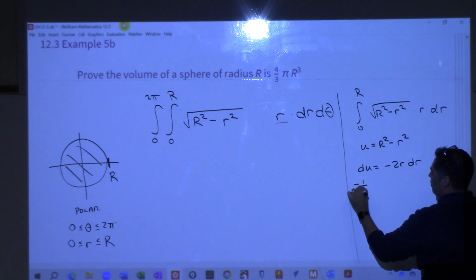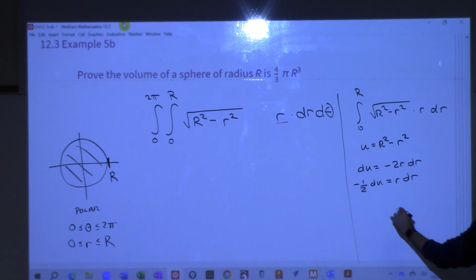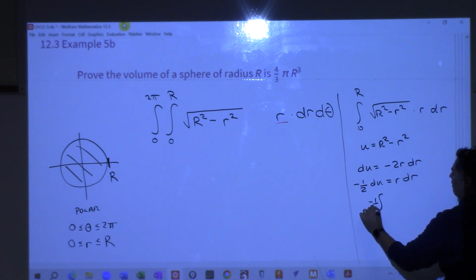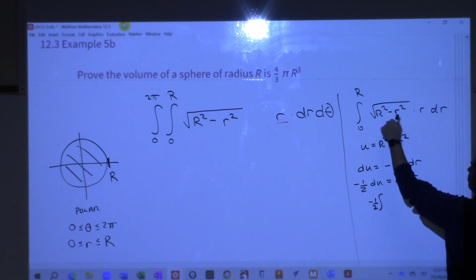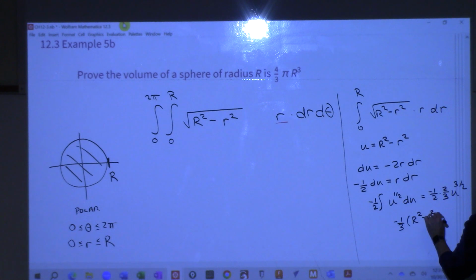And then depending on how you learn this, pull out a negative 1/2. So this integral turns into negative 1/2 times the integral of u to the half du, and then the antiderivative of that is negative 1/2 times 2/3 u to the 3/2 plus a constant, which you wind up getting negative 1/3 u, but u was capital R squared minus little r squared, to the 3/2. Okay, so this is just scratch work, which hopefully you can get to. This should be your antiderivative right here.